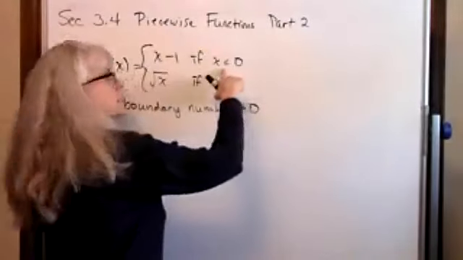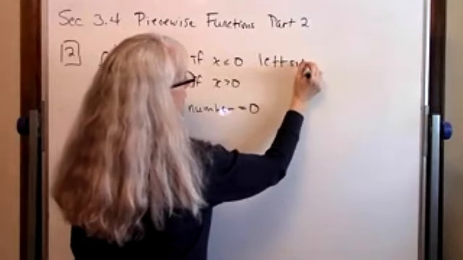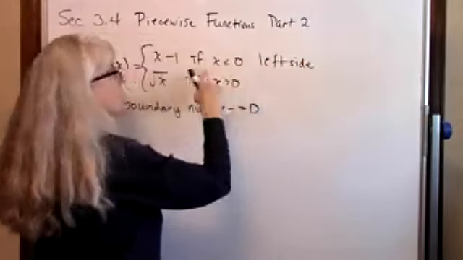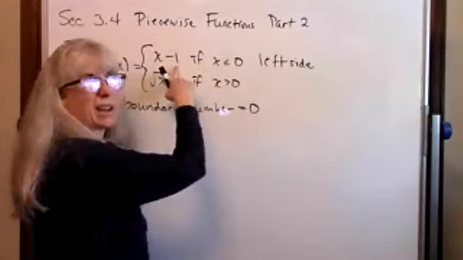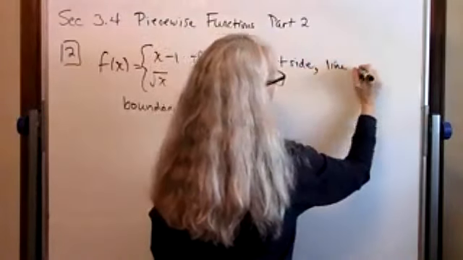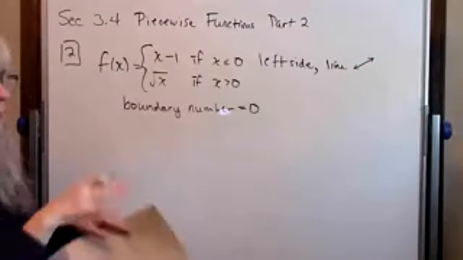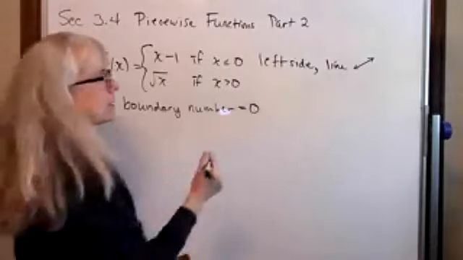Because this piece is less than 0, this is going to be our left side of our picture when we're all done. And what we're going to notice is that x minus 1 is a line. It's a line with a positive slope. So the left side needs to be a line, and it has a positive slope, so it should go up. We could do a lot more with it, but we will in just a second. But I like to do that analysis first.